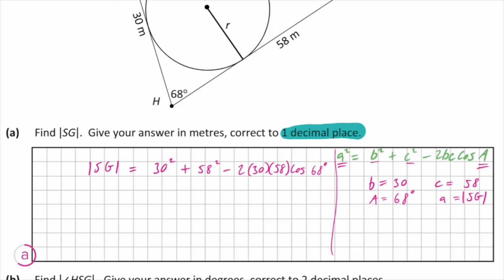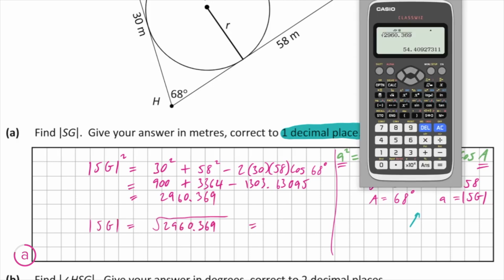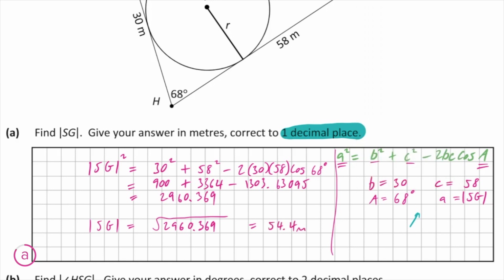So once we plug in our values from over here on the right into the cosine rule, we're going to have SG squared equal to everything on the right hand side. So now we're going to square out our 30, our 58, and also simplify this a little bit. So our expression can just be expressed as numbers once we square it out. We're going to turn that into one number now, which will give us SG squared is equal to 2960.369. And the square root of that is going to be 54.409, which to one decimal place is 54.4. And remember to put in your meters as well.